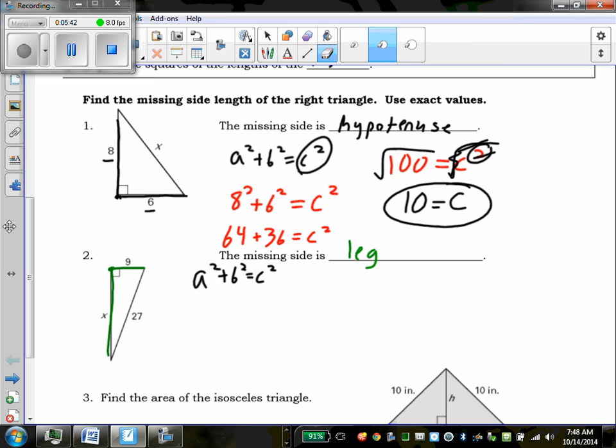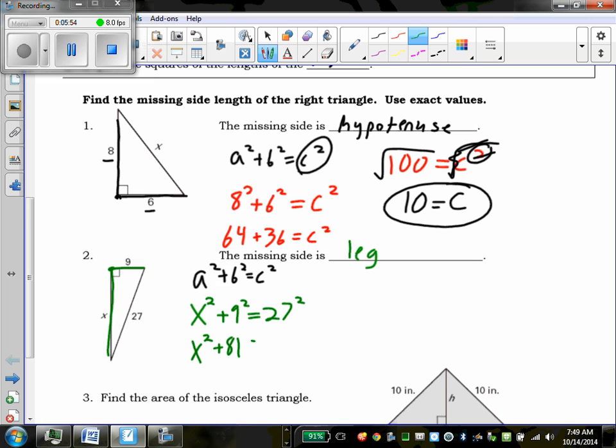Let's say that we're missing a. So the length of a is x, so we have x squared plus 9 squared equals 27 squared, which leads to x squared plus 81 equals, let's use the calculator for this one, 27 squared is 729.